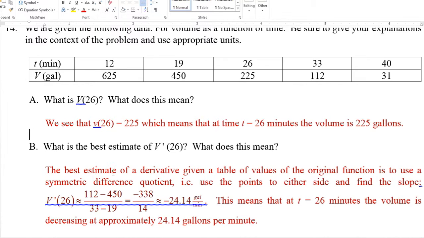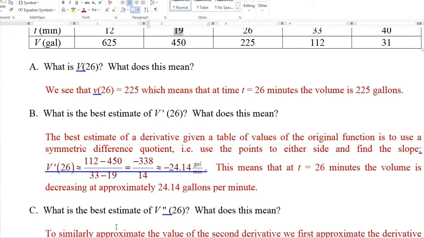v prime of 26 then should be approximately 112 minus 450, that's delta y of negative 338, over 33 minus 19, that's a delta t of 14, and that is approximately negative 24.14 gallons per minute. I've rounded off to 2 decimal places there. So at t equals 26 minutes, the volume is decreasing at approximately 24.14 gallons per minute. So whatever the liquid is that's in it, it's draining out, and that's how fast it's going at that particular time.